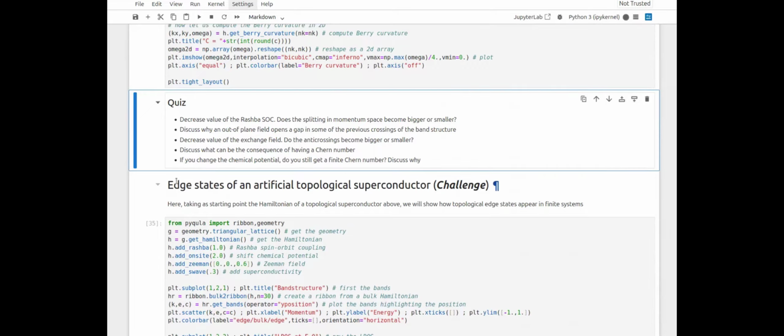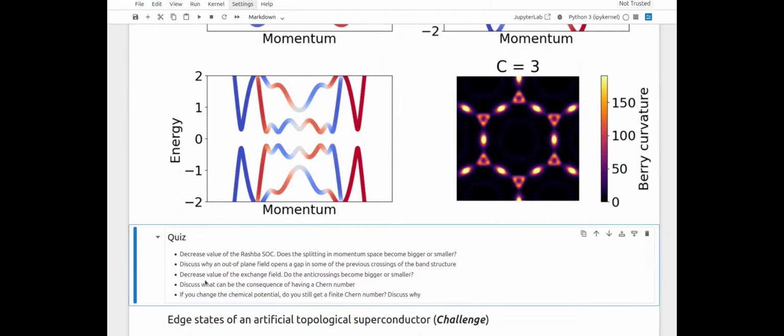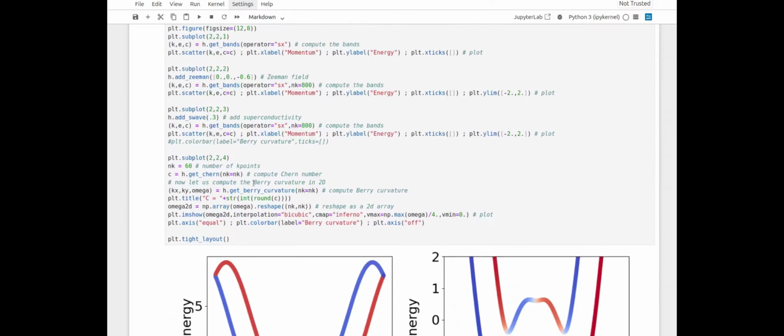And then what happens if we change the chemical potential? The bottom line is that the chemical potential is instrumental. If you take a chemical potential that is not the right one, then you completely change your Chern number. And in particular, you can go to a trivial state. With the chemical potential we had by default, we got a Chern number equal to 3.